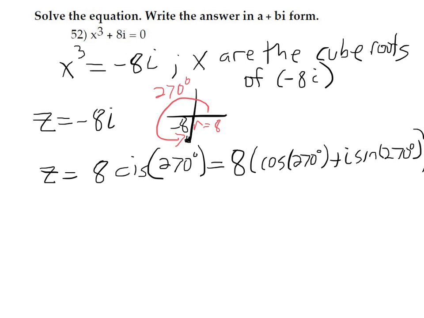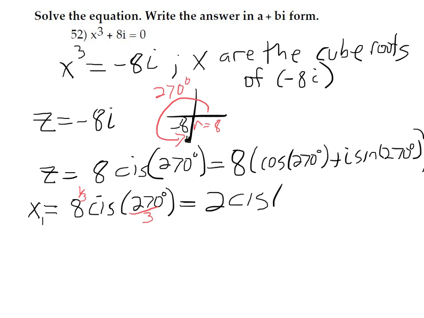Alright, so we need to find the roots. So the solutions, there are three. X1 is, we start off with the original complex number. This would be negative 8i in trigonometric form. That is 8 CIS 270 degrees. And for cube roots, we get a 1/3 power on the 8, and we divide by 3 on the 270, and we get 2 CIS 90 degrees. That is our first answer.